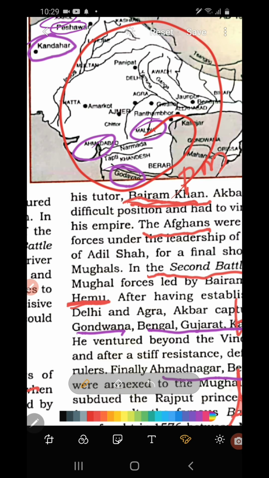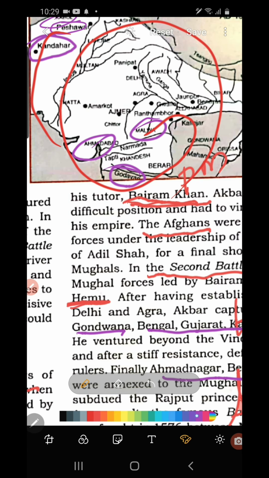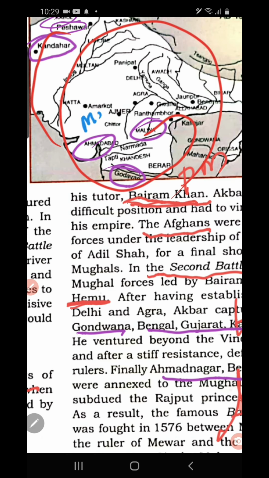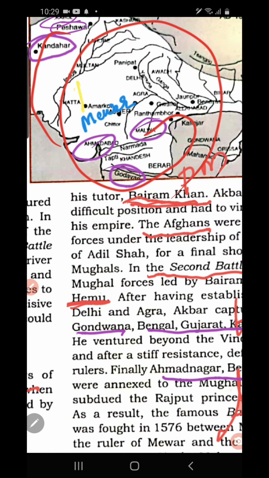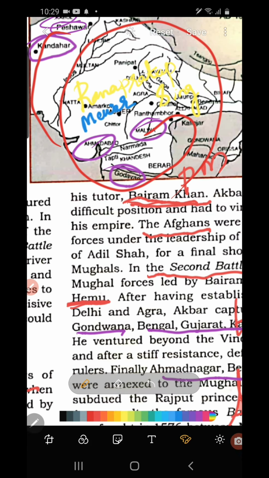Yes, including Afghanistan. But there was one region he could not defeat, only one region. Which region was that? Mewar. Who was the ruler of Mewar? Rana Pratap Singh, one of the courageous rulers. You must have heard about Rana Pratap Singh. He was the ruler of Mewar. Except Mewar, all other regions came under the control of Akbar.